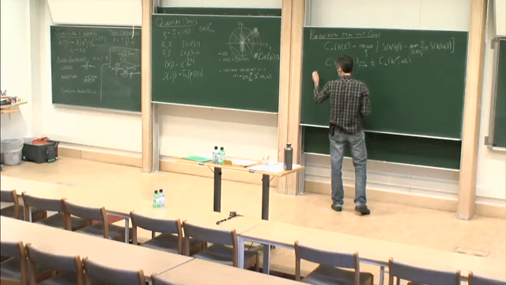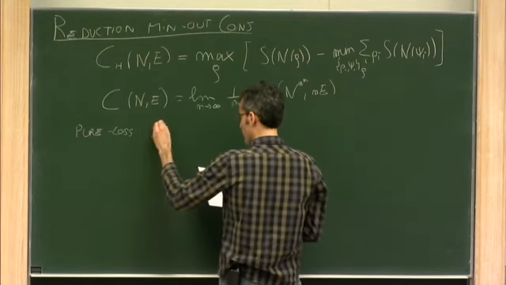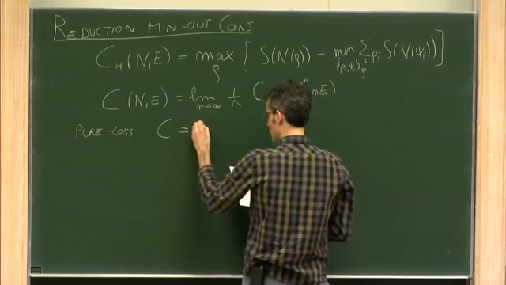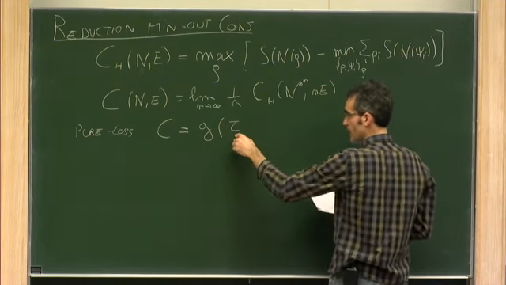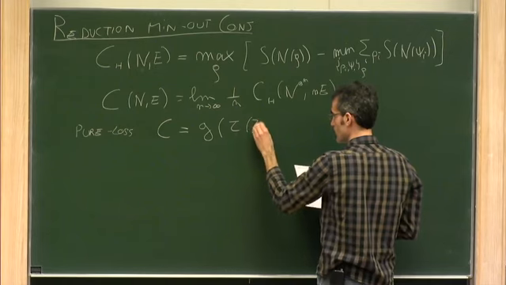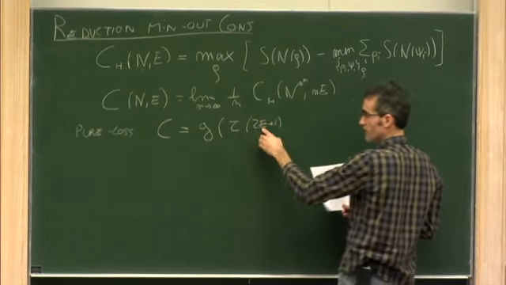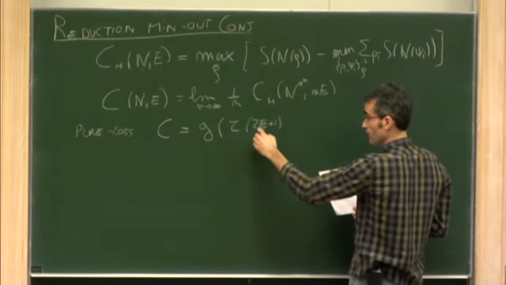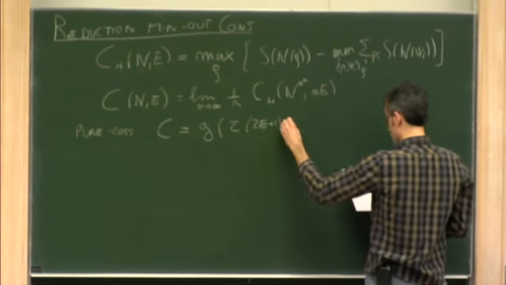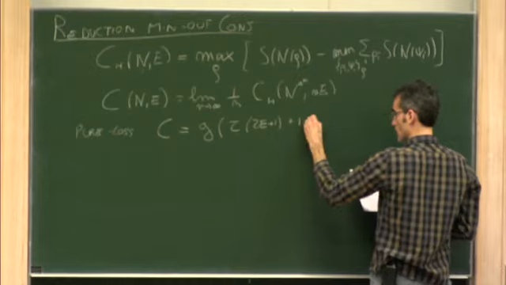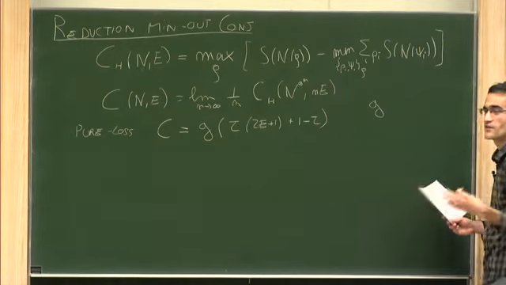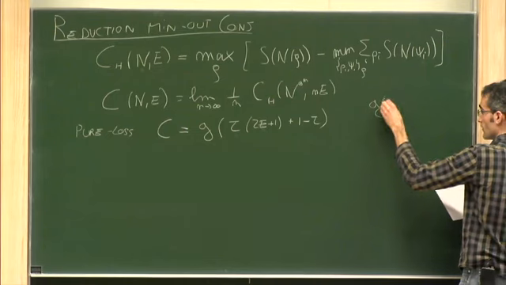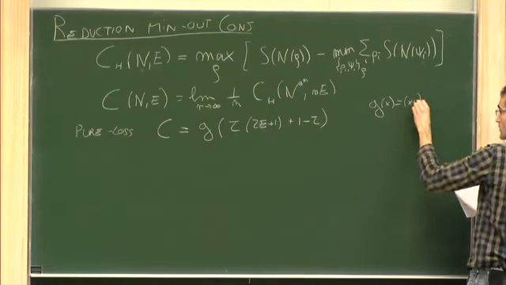So for the pure loss channel, the capacity is given by this function that I'm going to define now. Tau will be the loss parameter of my channel. E is the number of photons I have per use of the channel. And this function g is just the von Neumann entropy of a thermal state. So you can calculate it and it gives this.